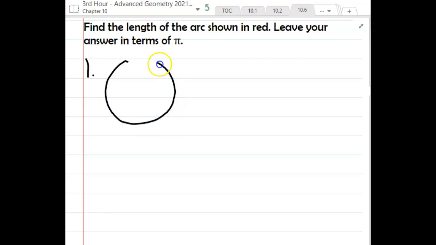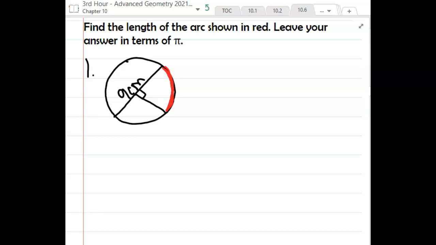So let's draw our circle. For this first circle, we're going to draw the diameter. And then we're actually going to draw a perpendicular radius. And we are going to want to find that arc right there, the measure of that arc. And the diameter is going to be 9 centimeters.